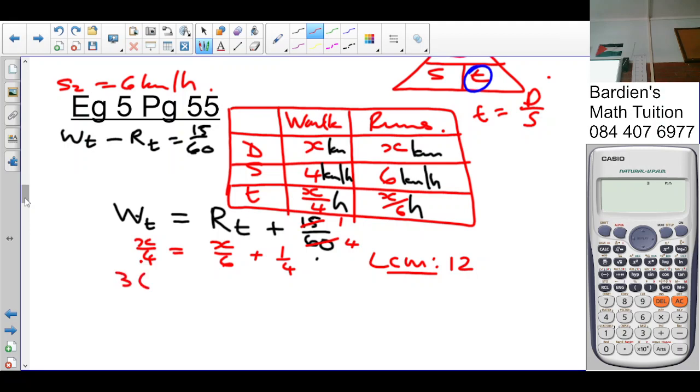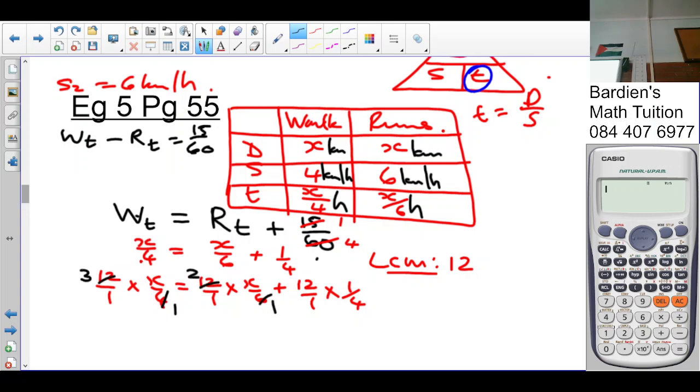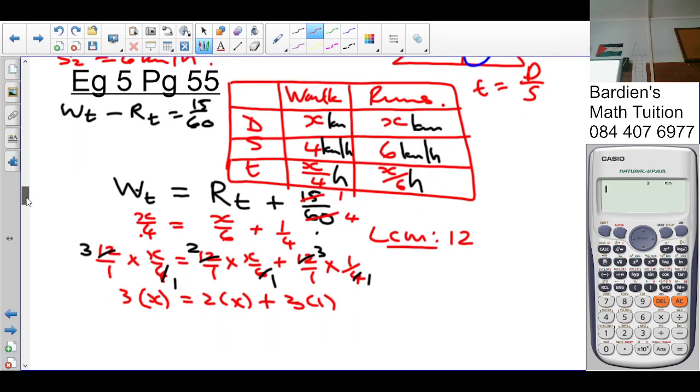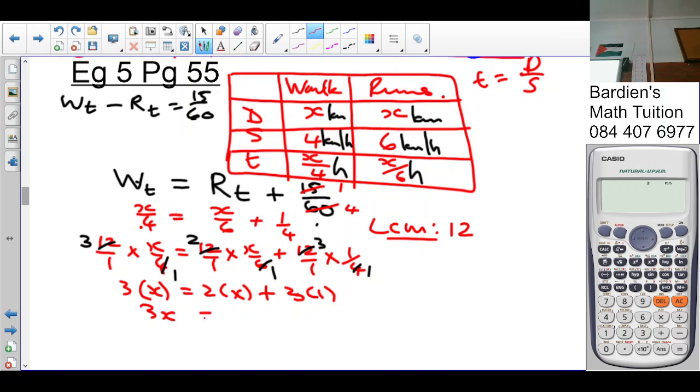So let's multiply by 12 over 1 times x over 4 is equal to 12 over 1 times x over 6 plus 12 over 1 times 1 over 4. So 4 goes into 4 once, 4 goes into 12 three times. 6 goes into 6 once, into 12 twice. So it's going to be 3 times x equals 2 times x plus 3 times 1, which gives us 3x equals 2x plus 3. 3x minus 2x is x, so x is equal to 3.